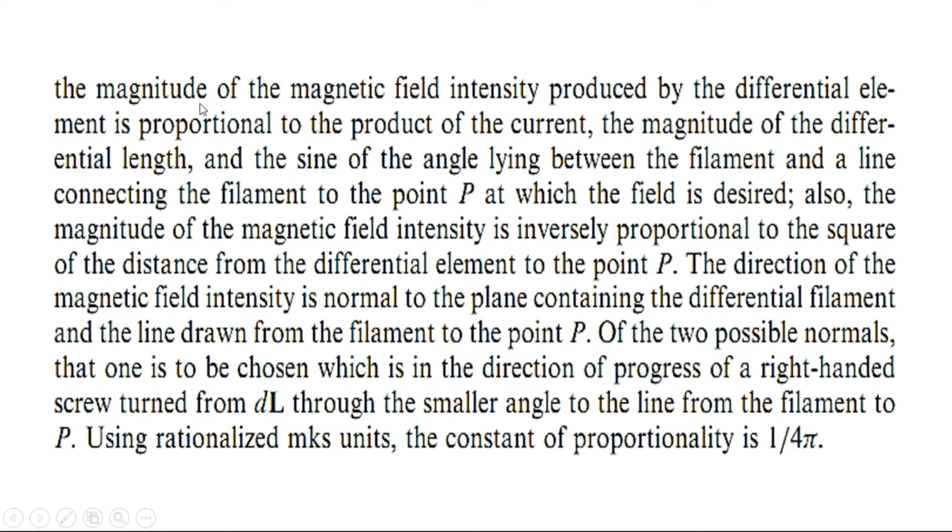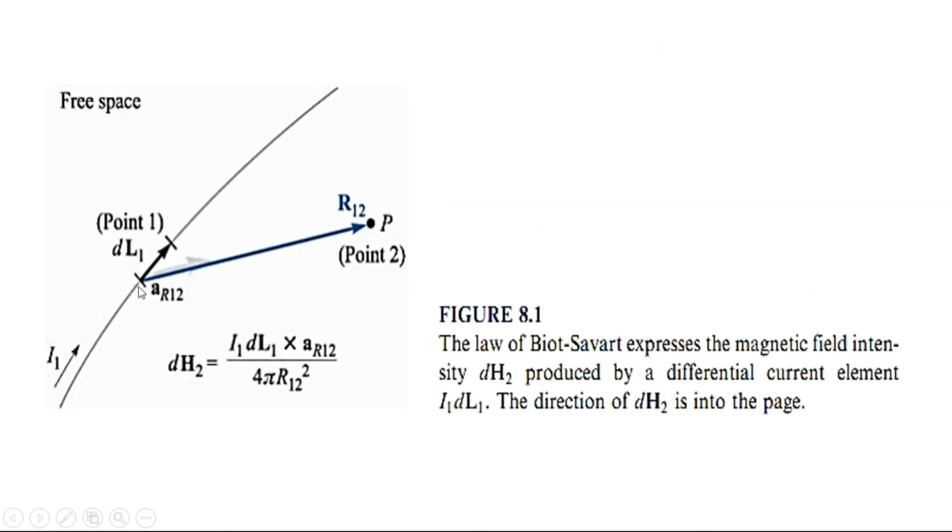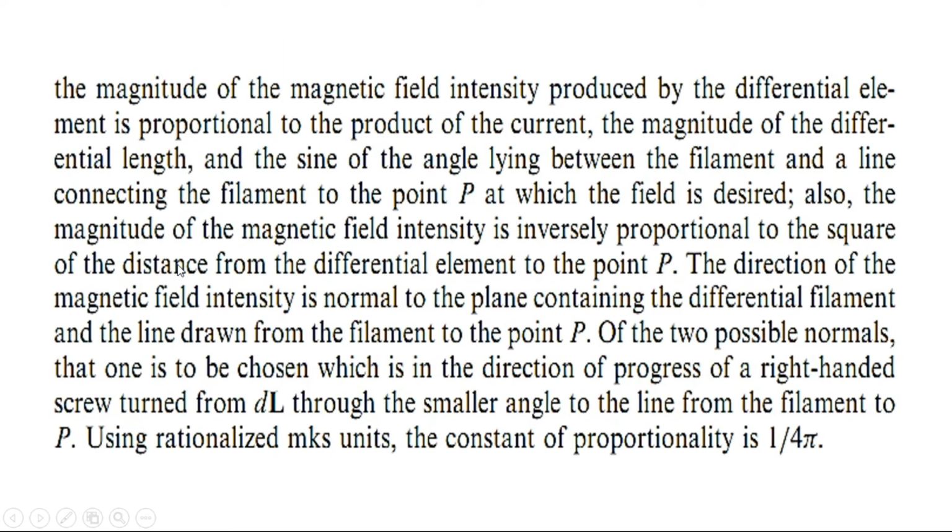So, at point P, the magnitude of the magnetic field intensity produced by the differential current element is proportional to the product of the current, the magnitude of the differential length, and the sine of the angle lying between the filament and the line connecting the filament to the point P at which the field is desired. So this is actually this angle, and we will take its sine.